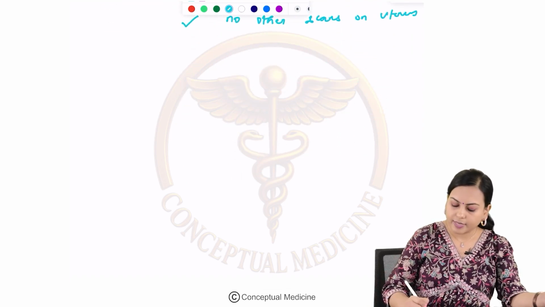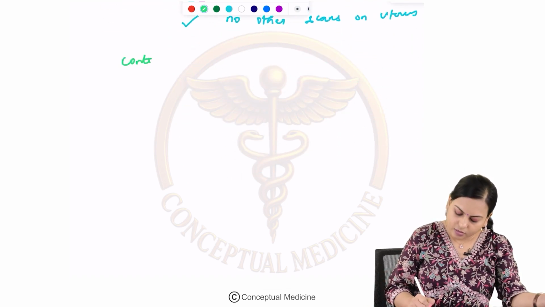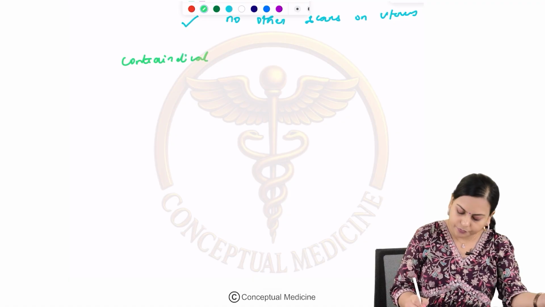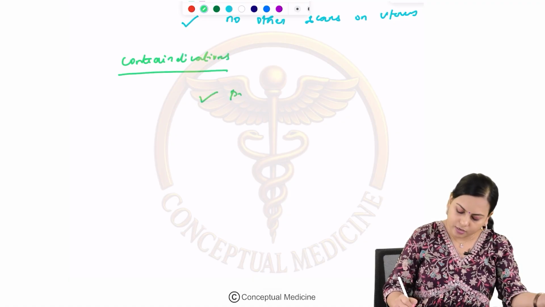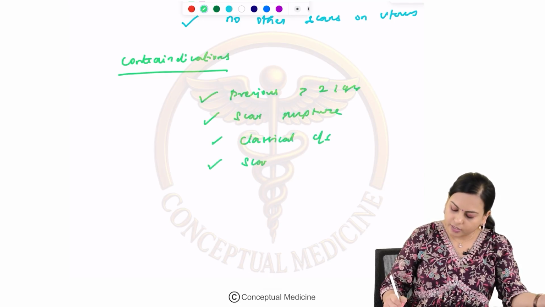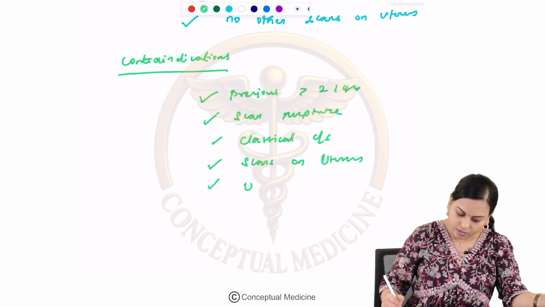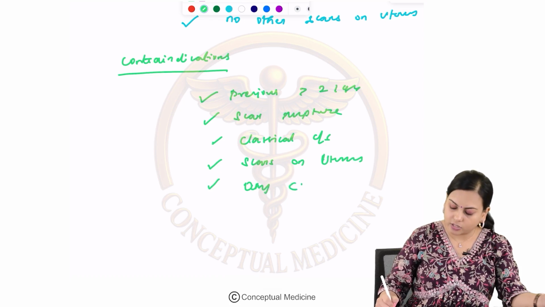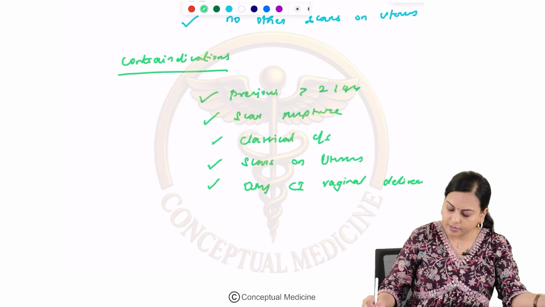Now, we will see what the contraindications of TOLAC are. Contraindications of TOLAC include when she had more than 2 previous LSCS, or she had scar rupture, or when she had a classical cesarean section, or when there are other scars on the uterus, or any contraindication that is present for vaginal delivery. Clear? Right.